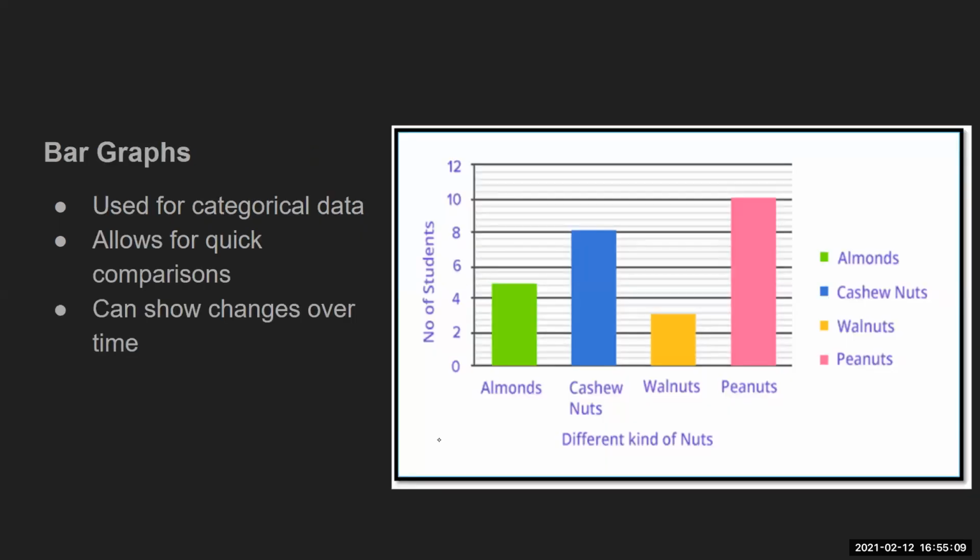So one type of chart you might see is a bar graph. It's used for categorical data, and it lets you do quick comparisons. For this example, we're looking at students' favorite types of nuts. We can look at it and say, okay, 10 students liked peanuts the best, and only 3 students like walnuts the best. So peanuts are the most popular. It's just a quick way to categorize data. You can also use these to show changes over time. On the horizontal axis, a lot of times you'll see years or months, and you can look at the trends of kind of anything.